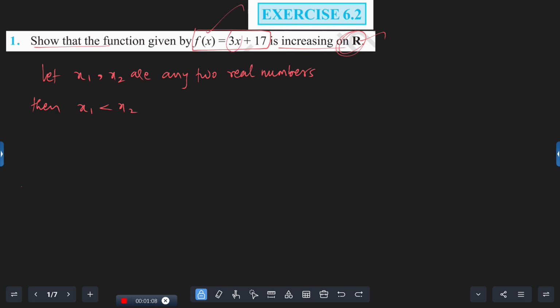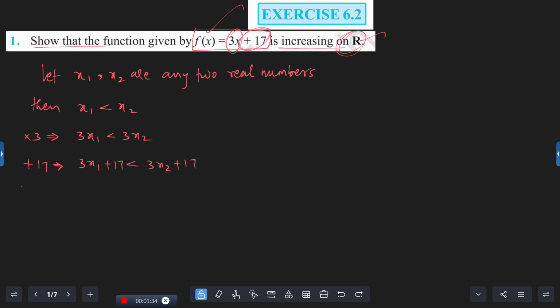So what I need, 3x is there, so multiply 3 on both sides. 3 into x1, 3x1 less than 3 into x2, 3x2 you will be getting. Understand? Next we have a plus 17, so add 17 on both sides: 3x1 plus 17 less than 3x2 plus 17.